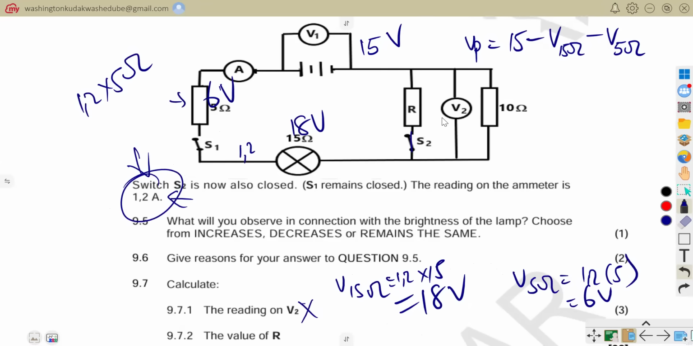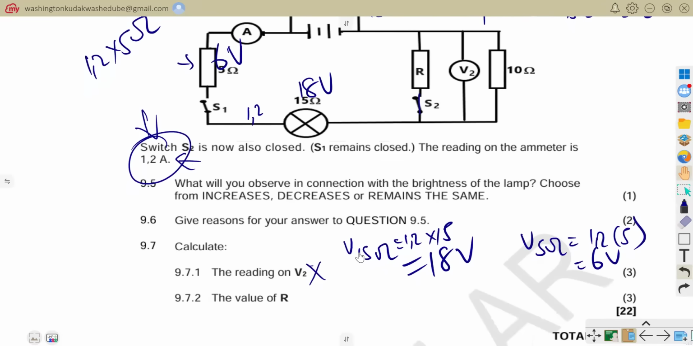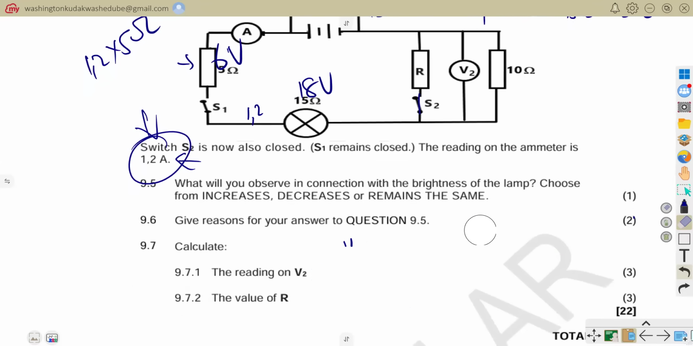We can't calculate that voltage, because we would say 15 minus 18 minus 6, and then we'll get a negative voltage. There is no such thing. As well, the value of R we can't calculate it. So I'm sure this question was having an error on this current value, because with that current value, our voltage would be more than the voltage coming from the battery.